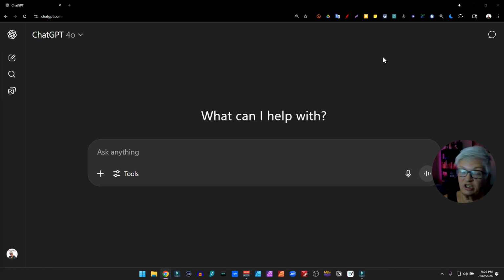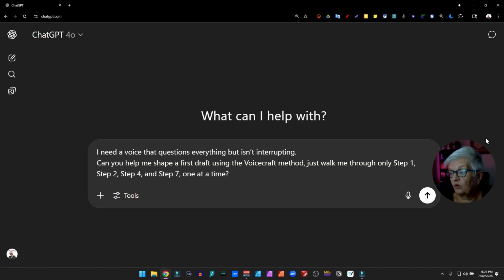Here we are in ChatGPT, and this is the model I have used mostly to create this method. So ChatGPT is very familiar with the steps and how I work. So today we are going to start with this prompt. I need a voice that questions everything but isn't interrupting. Can you help me shape a first draft using the Voicecraft method? Just walk me through only step 1, step 2, step 4, and step 7, one at a time.